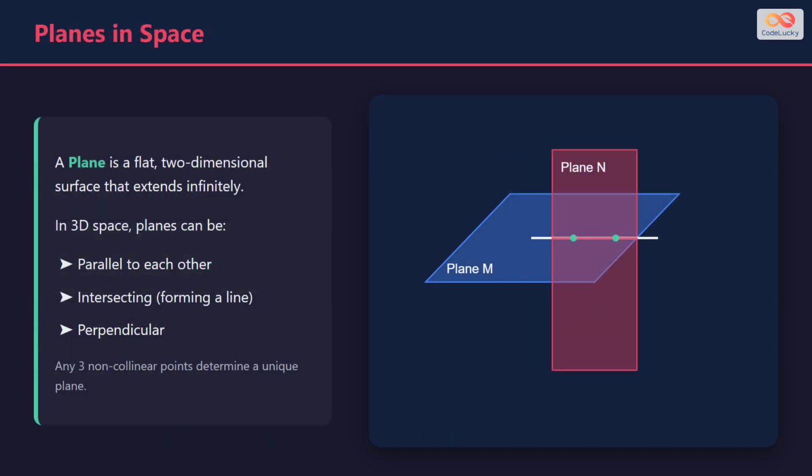Space is filled with infinite planes. Remember, a plane is a flat surface that extends forever. Within space, planes can interact in different ways. They can be parallel like the floor and ceiling of a room, never touching, or they can intersect. When 2 planes intersect, they form a line. This is different from 2 lines intersecting, which only forms a single point.